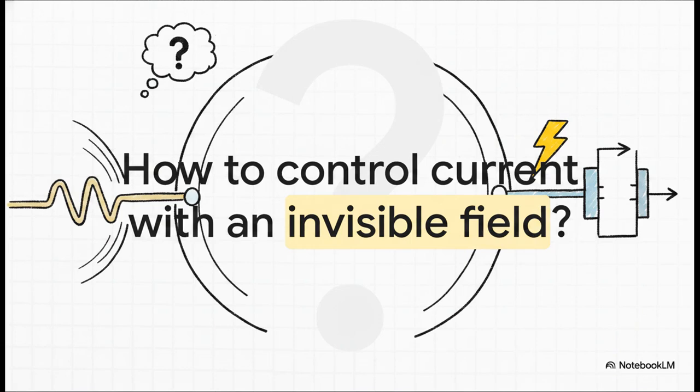But hey, before we get bogged down in the mechanical details, consider this fascinating question for a second. How do you actually control an electrical current using nothing but an invisible field? We're literally talking about controlling a powerful flow of electricity without ever physically touching the current stream itself. It sounds a bit like magic, but as you'll see, it's just brilliant engineering.